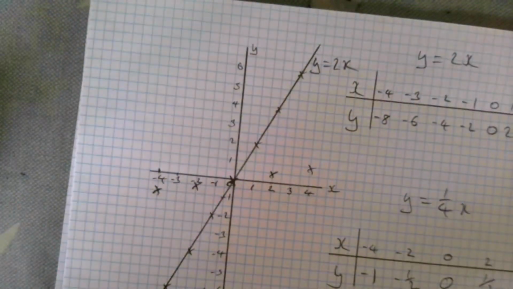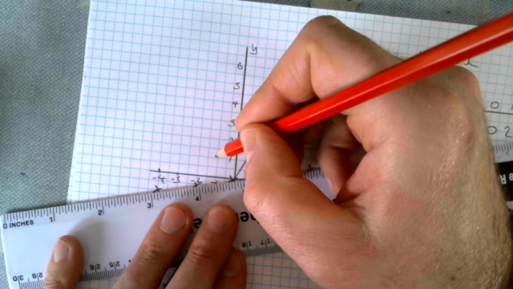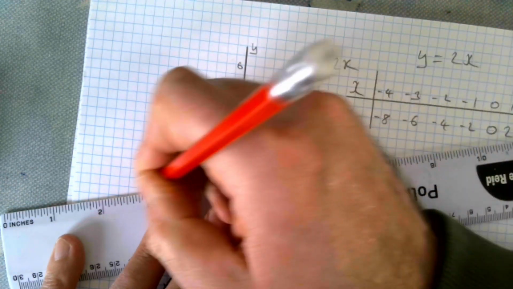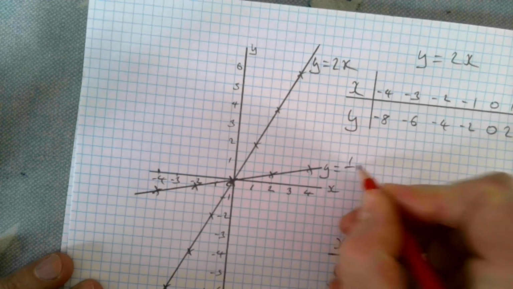And you see we still get our straight line. It's a much flatter looking line. It is a smaller gradient. And we end up then with a line that looks like that. The name of that line is of course y equals a quarter x.